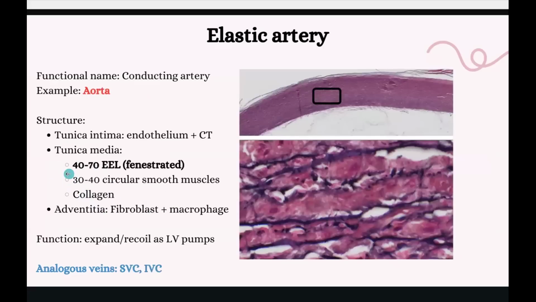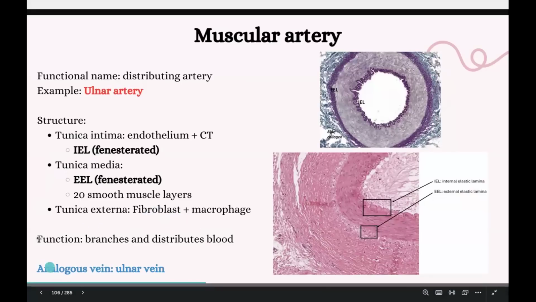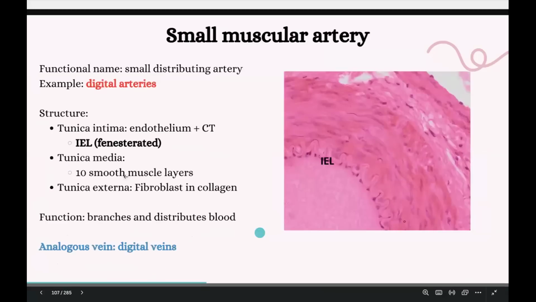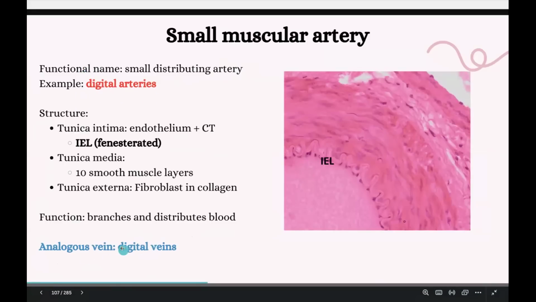So here we had 30 to 40. Here we have 20. Here we had an external elastic lamina in the tunica media. Here we have an internal and an external. And then the tunica externa, we have fibroblasts and macrophages, analogous veins, ulnar veins. Okay, now for the small muscular artery. So an example of it is the digital arteries, and an analogous vein is the digital veins.